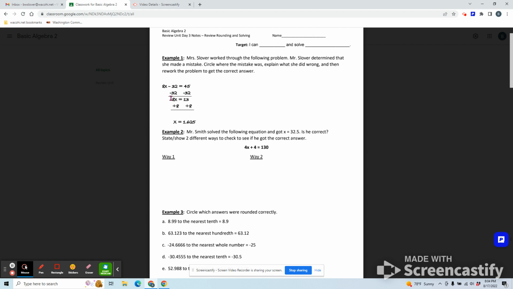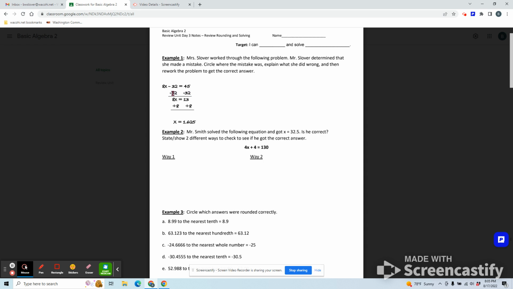It says, as she showed her work, that she's going to subtract 32 from both sides. So wait a minute. It already says 8x minus 32. Well, if I want to solve for x and I want to get the 8x term by itself, the opposite operation of subtraction is not subtraction. So I should be adding 32 to both sides. So it should be 8x minus 32 equals 45. I should be adding 32 to both sides.